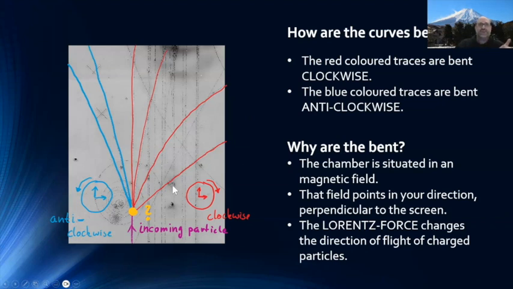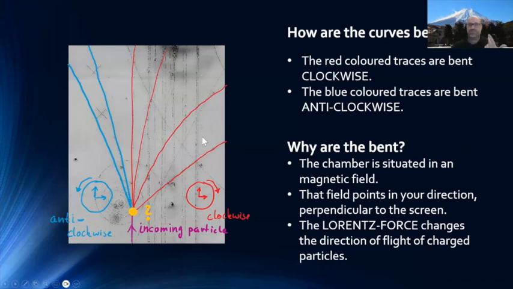So the first thing you can see in this picture is, when looking at these traces, that you have two kinds of charge. So this is a different direction compared to this. And you all know when charged particles travel in a magnetic field, you have the Lorentz force.